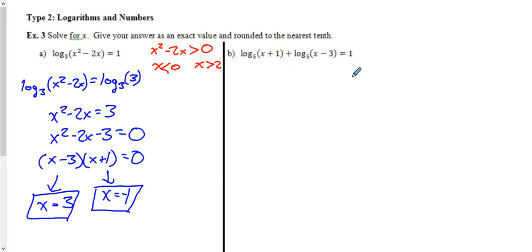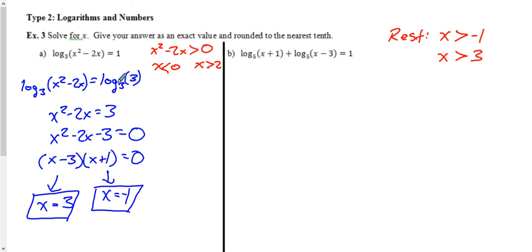On this side here, let's start off with our restrictions. Restriction on the first one, x is going to be greater than negative 1. On the second one, x is going to be greater than positive 3. And again, because that 3 is the biggest restriction, that's usually what I'm going to be working with. I'm going to combine these two logarithmic equations and change this one into a log base 5, similar to what we did here.